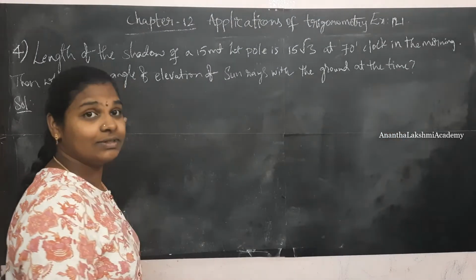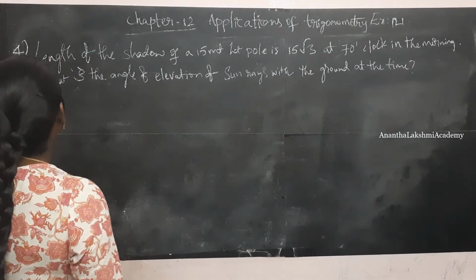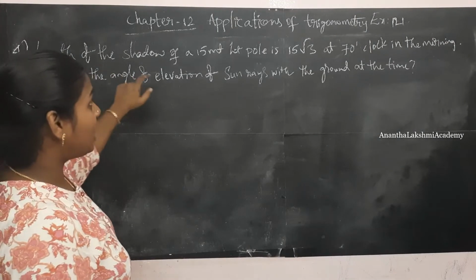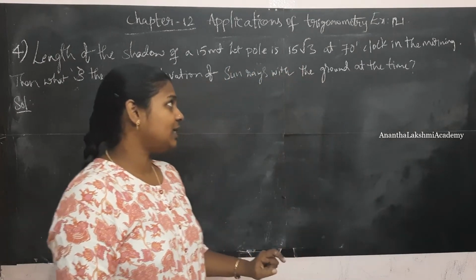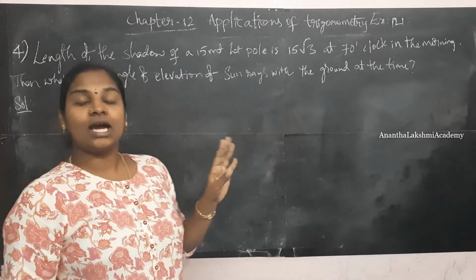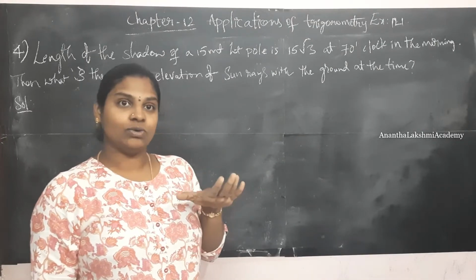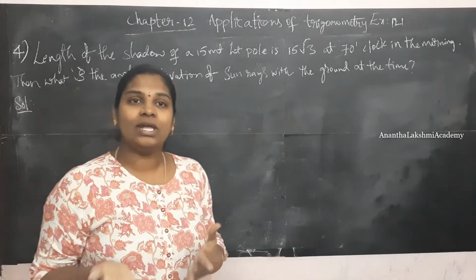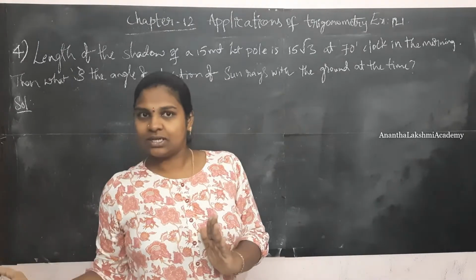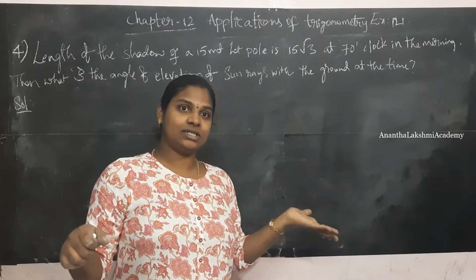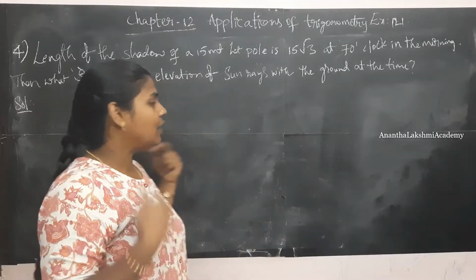So here we are with the 4th problem. Let me read that out for you. Length of the shadow of a 15-meter height pole is 15 root 3. Okay, here we are dealing with a shadow, so you don't know where the shadow is. Sometimes in the morning it is aligned to the right and sometimes it is aligned to the left. So how do we figure that out?